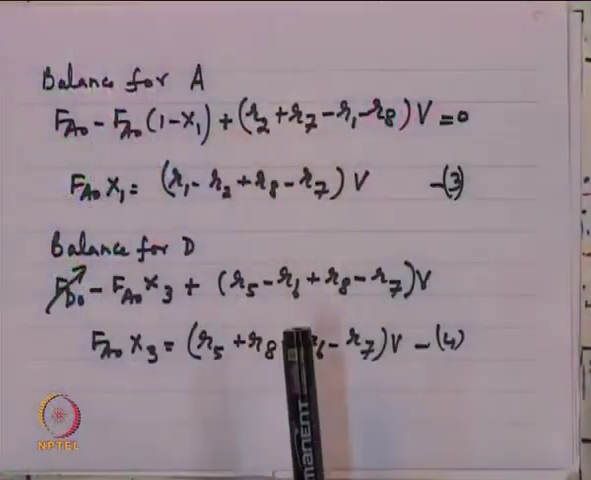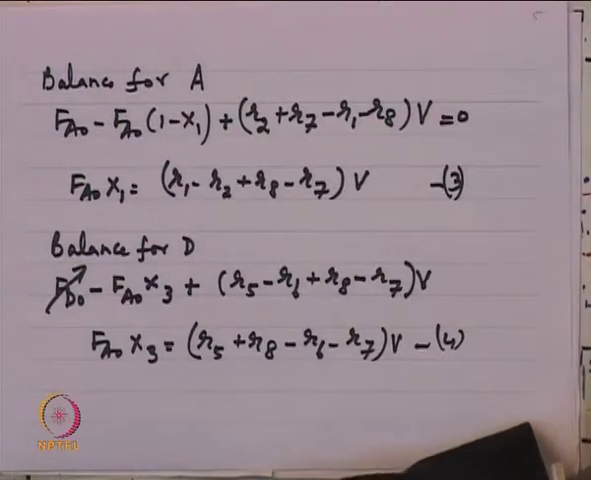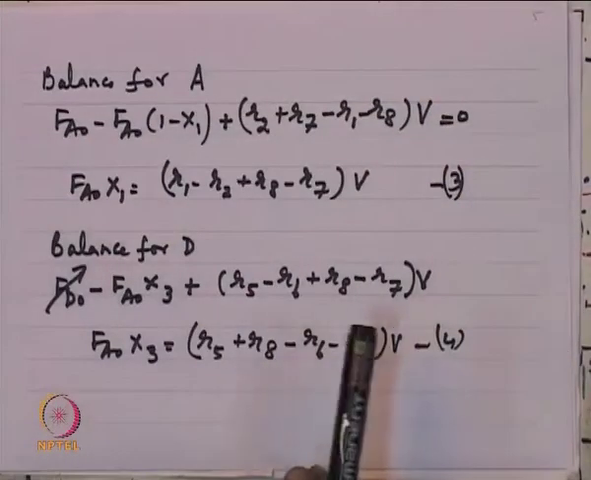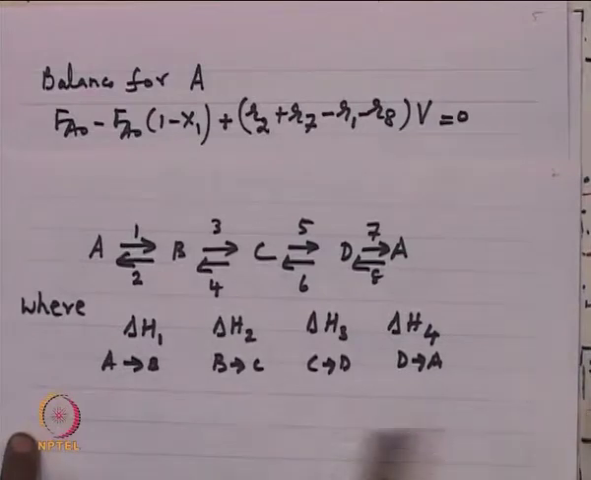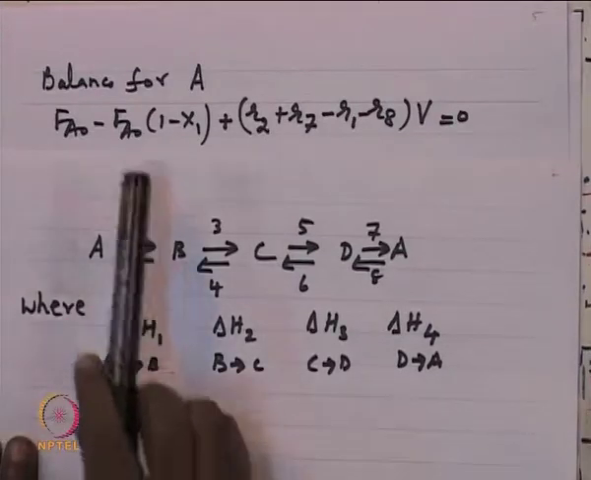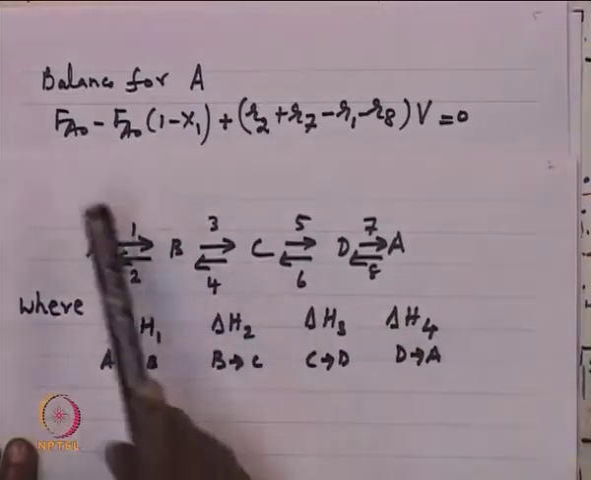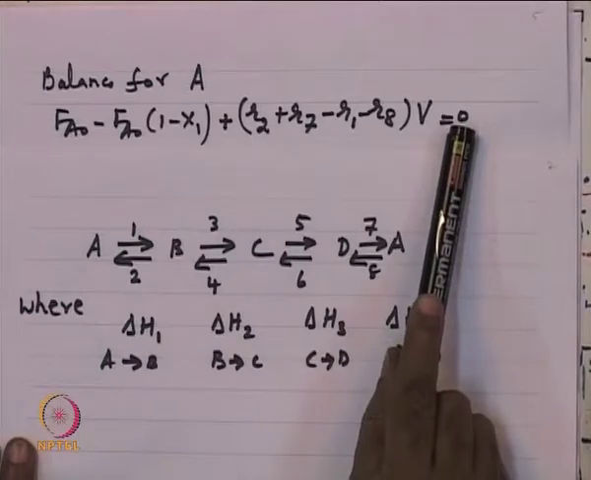Let us just do a material balance on component A to recognize how simple it becomes. For example, if you write a material balance, let us just recall our reactions because it is important. I am just putting it here for the sake of understanding. You have A going to B. So, I am writing the material balance for component A. Input minus output plus generation equals 0, because there is no accumulation.